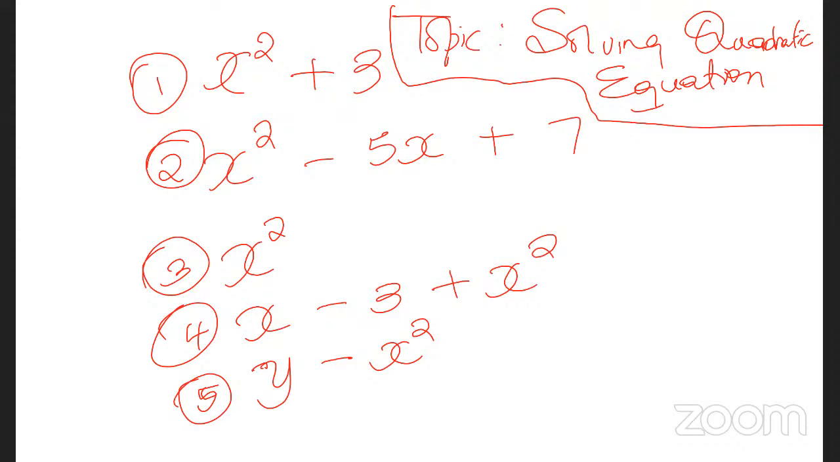So x squared plus 3, is that a quadratic? X squared minus 5x plus 7, is that quadratic? Just seeing x squared alone, is that quadratic? x minus 3 plus x squared, is that quadratic? y minus x squared, is that a quadratic? So these are quadratic expressions. They don't have an equal sign, so we can't say equation.